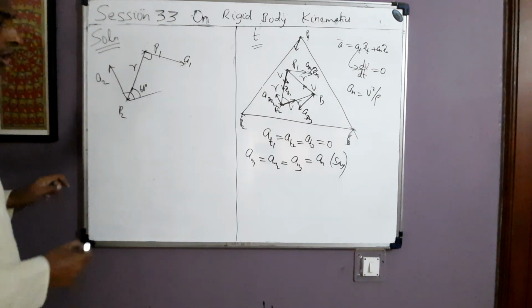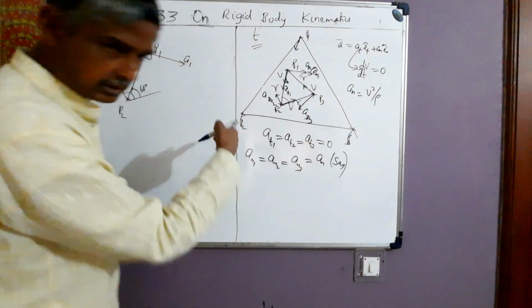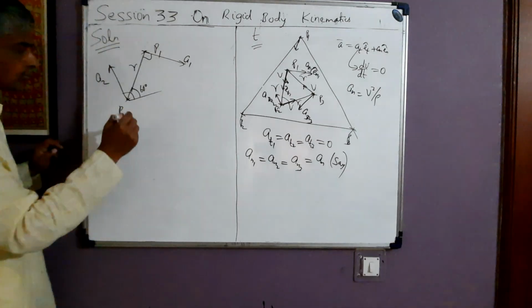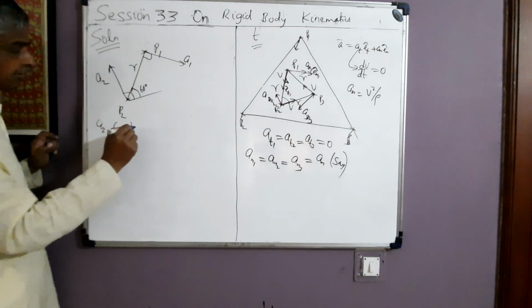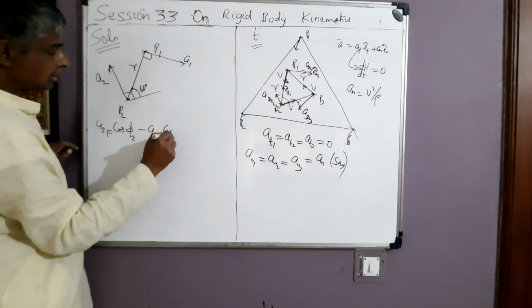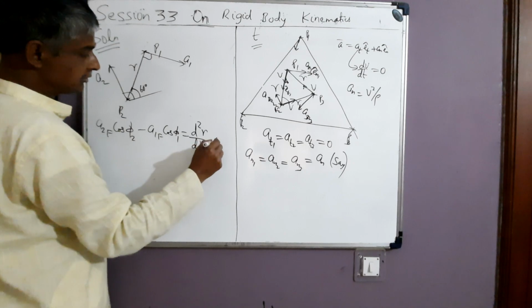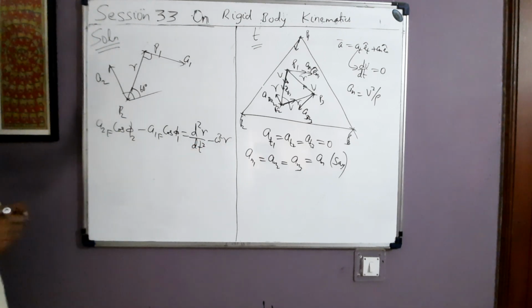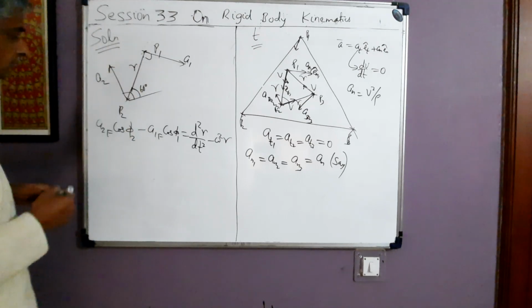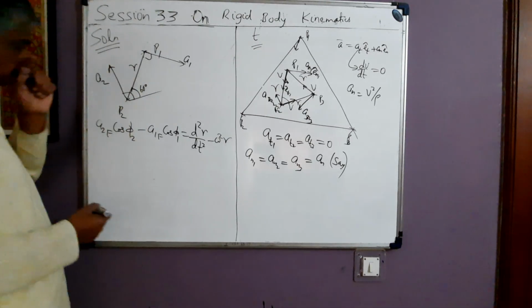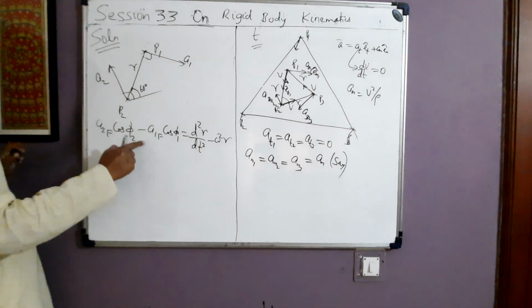All right. Now I apply the formula which I discussed in the beginning of this class session video. I wrote a formula you should remember: a2f cos phi 2 minus a1f cos phi 1 is equal to d2r by dt2 minus omega square r. Okay. Now see this. We apply this formula to this line P1, P2. Now see, it's something like this.